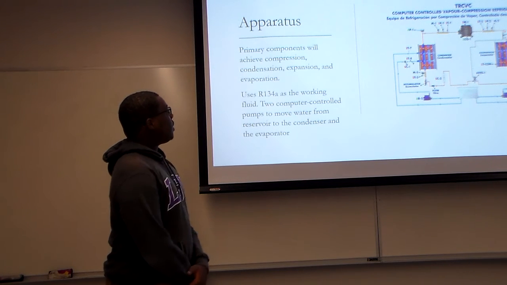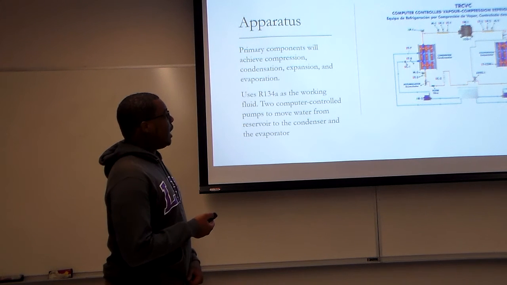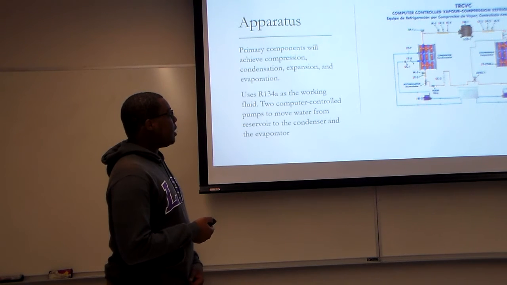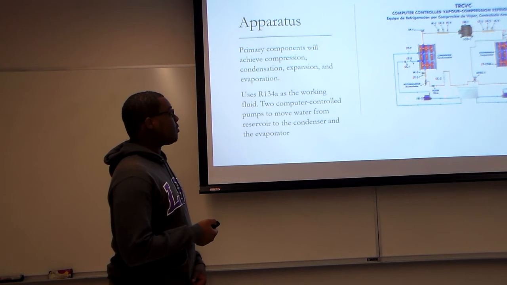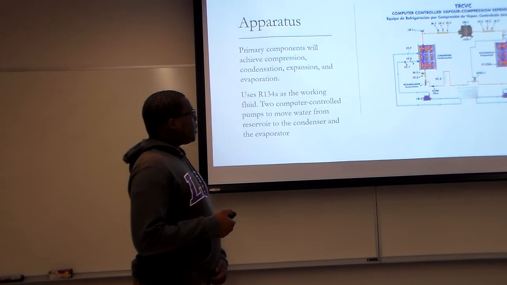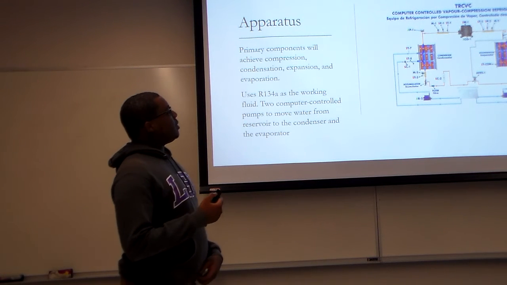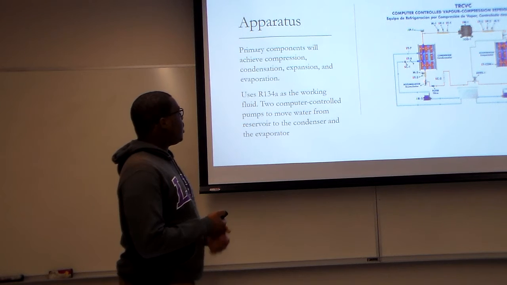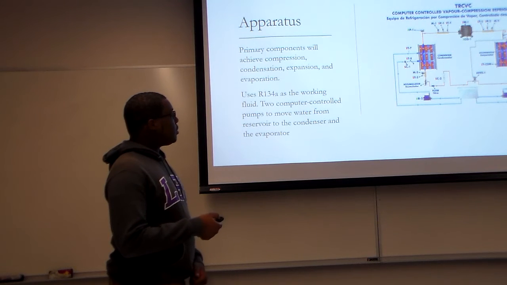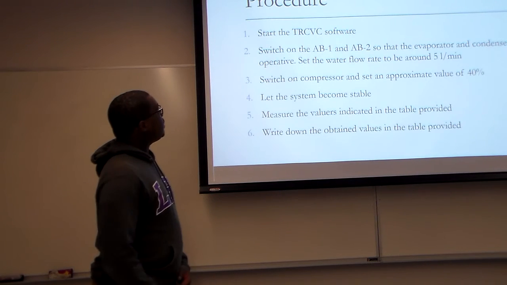This is the apparatus we're going to be using. The primary components are, as shown, the condenser, evaporator, and a liquid separator to separate the saturated liquid and gas. There are some pumps that will move the working fluid to and from the condensers and evaporators. There's an accumulator, which again filters out some saturated liquid and gas. In the case of our specific refrigeration unit, R134a is used as the working fluid, and the two temperature control pumps move water from the reservoir to the evaporator and condenser.